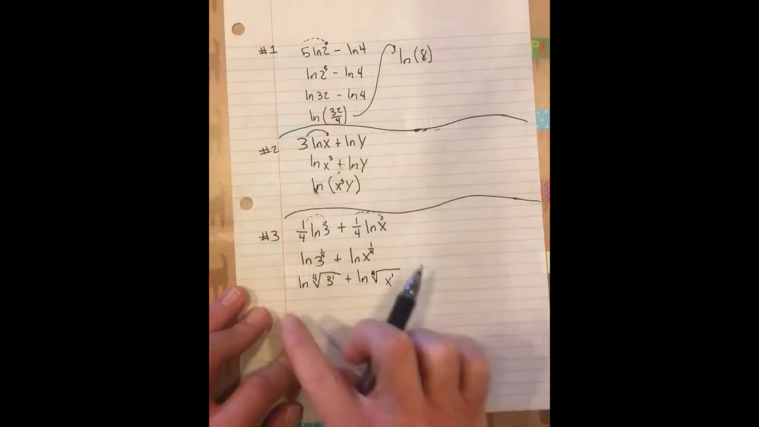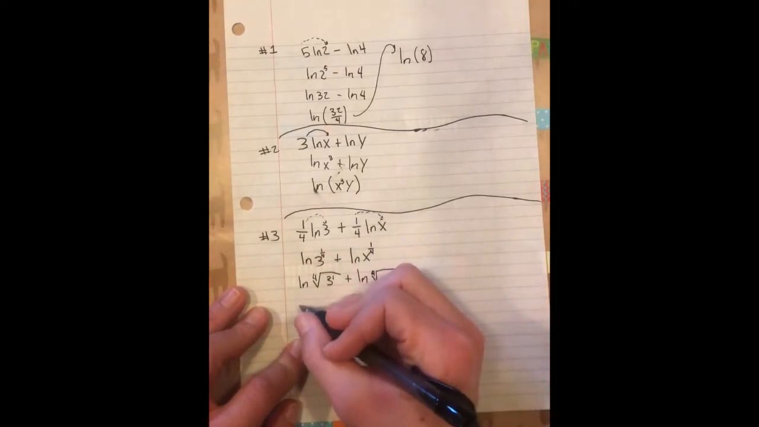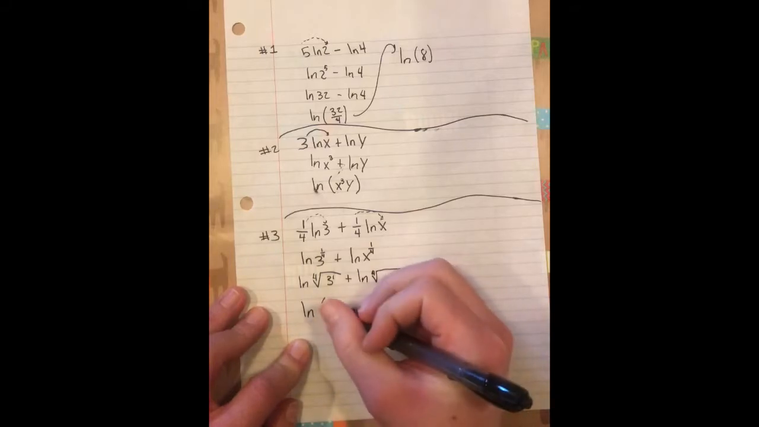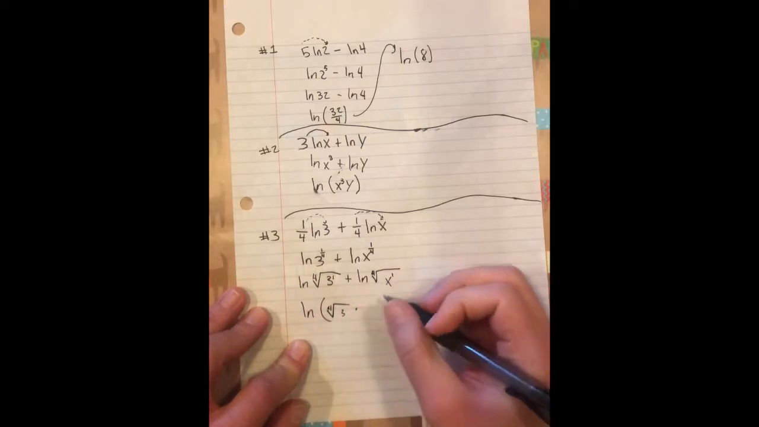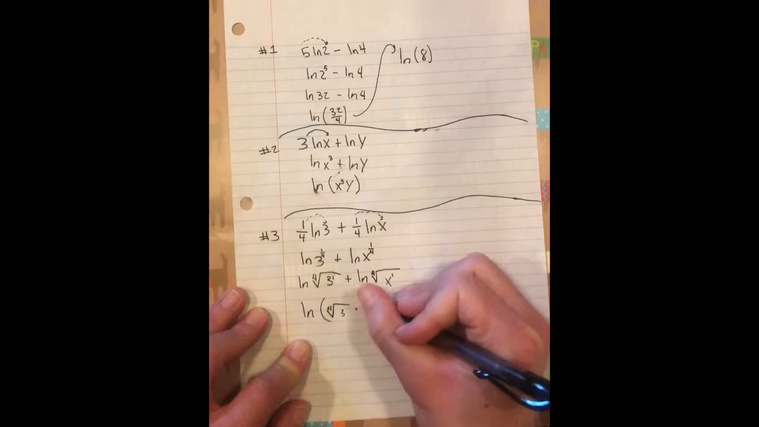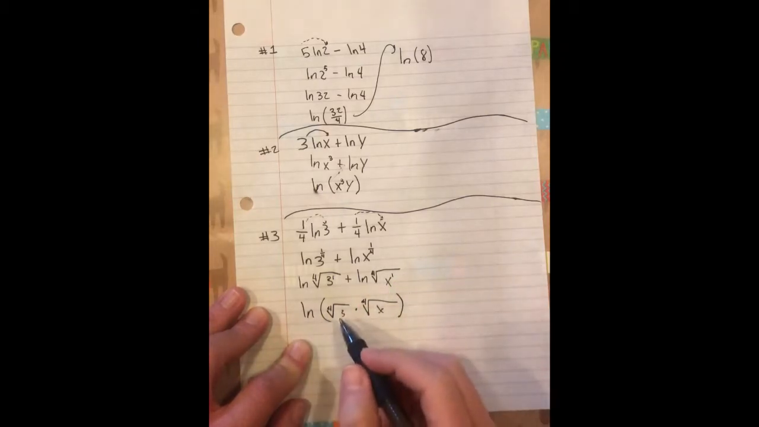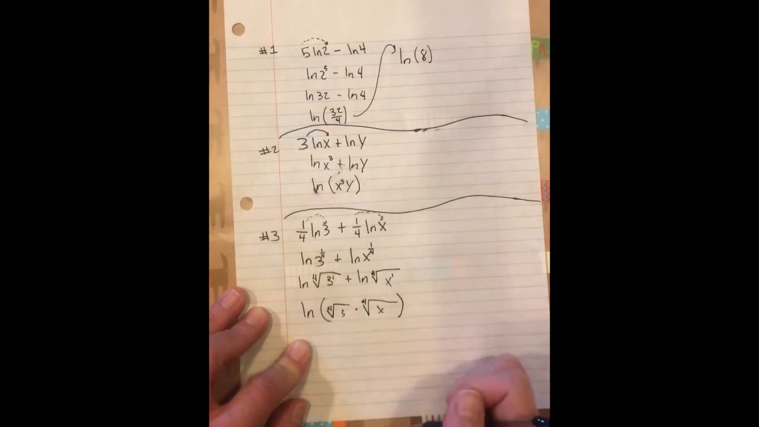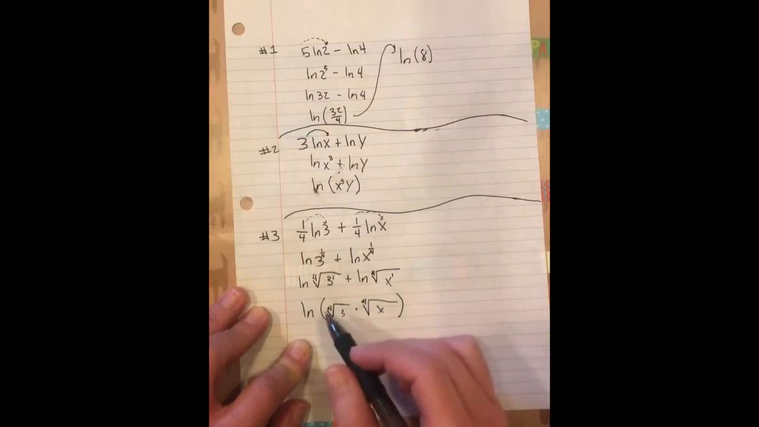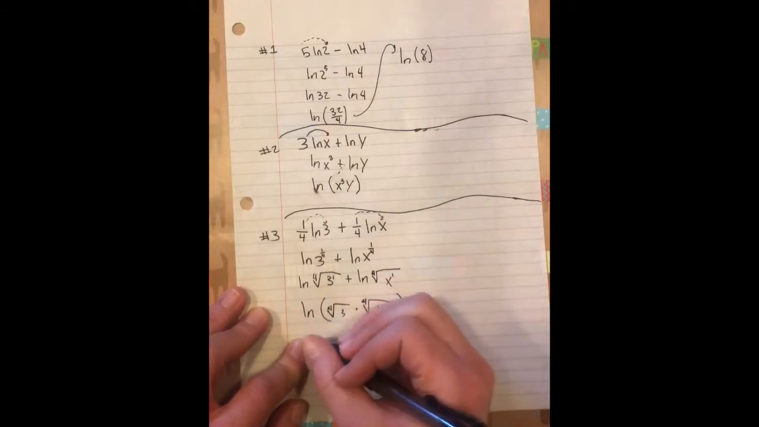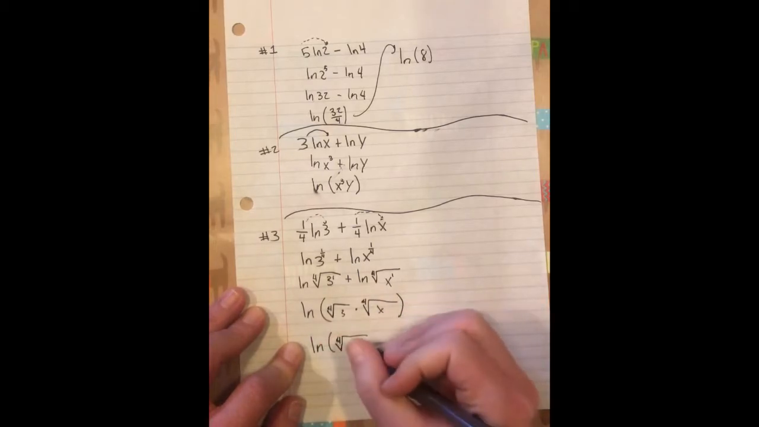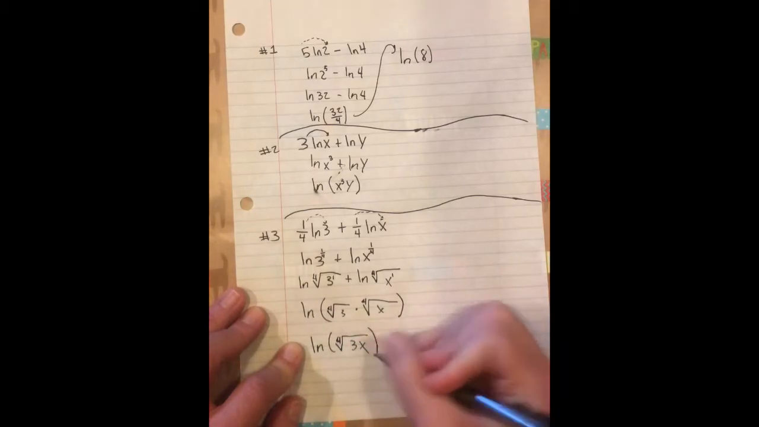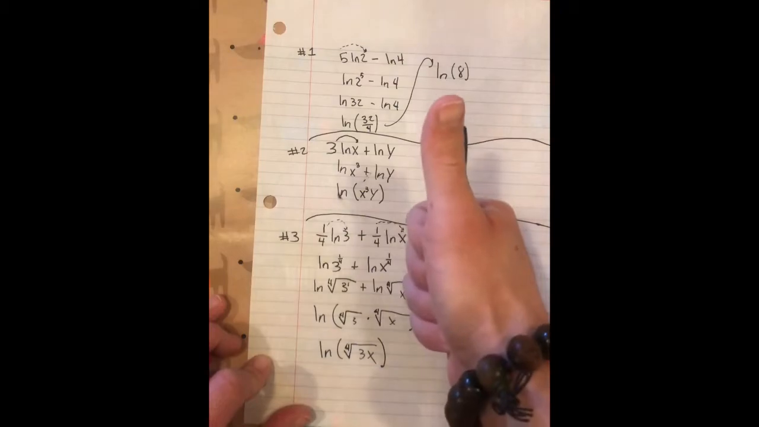Now, works like normal, plus turns into multiplication. So we have ln of this times this. So ln of the 4th root of 3 times the 4th root of x. Since these match, we can put them together in the same radical. So our final answer should be ln of the 4th root 3x. Close parentheses. And done.